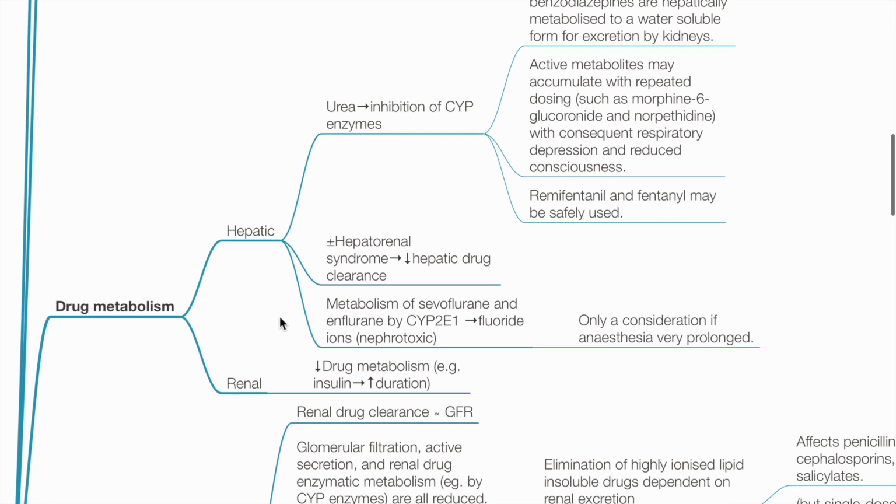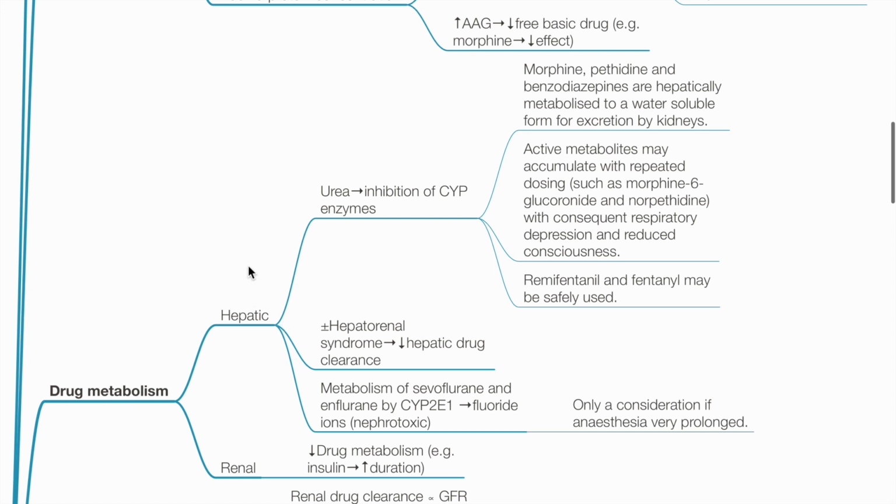Drug metabolism. Hepatic. Urea inhibits CYP enzymes. Drugs such as morphine, pethidine, and benzodiazepines are hepatically metabolized to water-soluble metabolites which are excreted by the kidneys. Active metabolites may accumulate with repeated dosing such as morphine-6-glucuronide and norpethidine, with subsequent respiratory depression and reduced consciousness. Remifentanil and fentanyl may be safely used as they have no active metabolites.